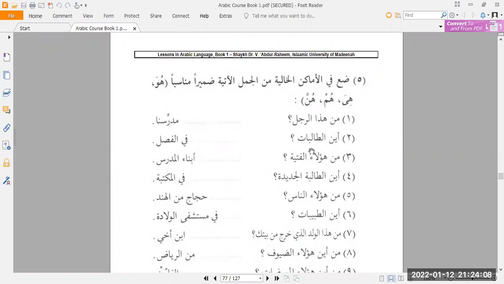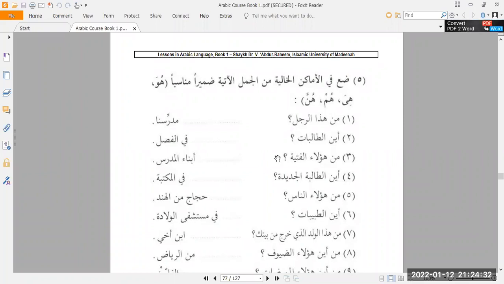Number 2: aina talibatu? Where are the female students? Talibatu. So you look at it, okay, we're talking about plural feminine because there are a lot of girls. So therefore, hunna fil fasli. Hunna, they, them, plural feminine. Hunna fil fasli. They are in the classroom.